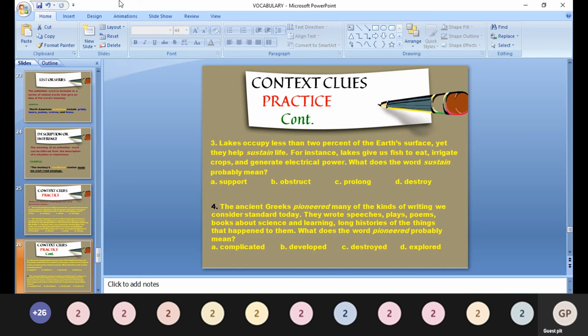So, what does sustain mean? Support, obstruct, prolong, destroy. So, sustain. So, it supports. Okay, sustain means support.